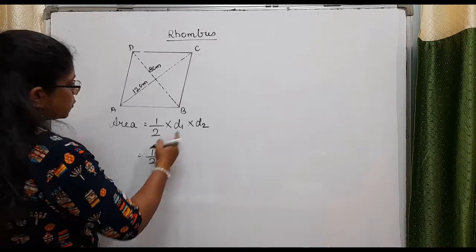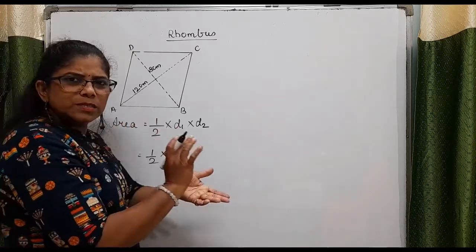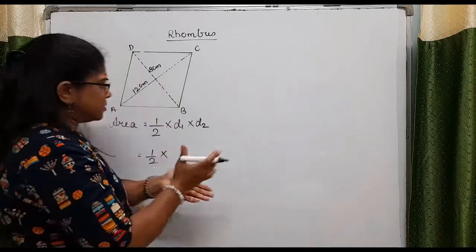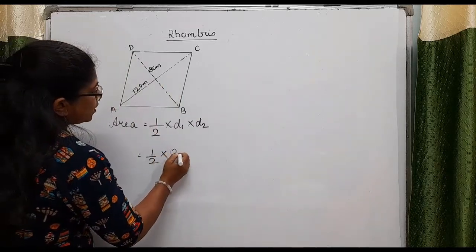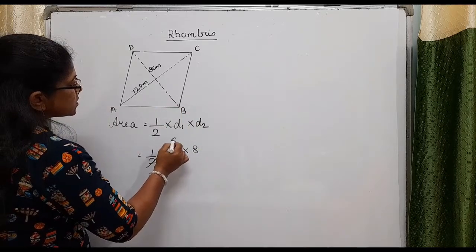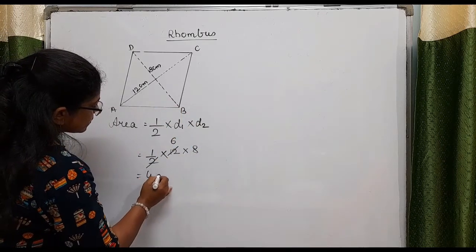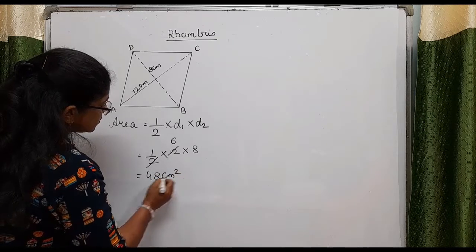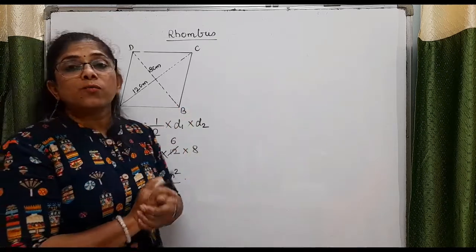Half into D1. Any diagonal you can consider as D1 and the other one as D2. 12 into 8. 2 ones are 2, 6 are 6, 8s are 48 centimeters square is the area of this rhombus.